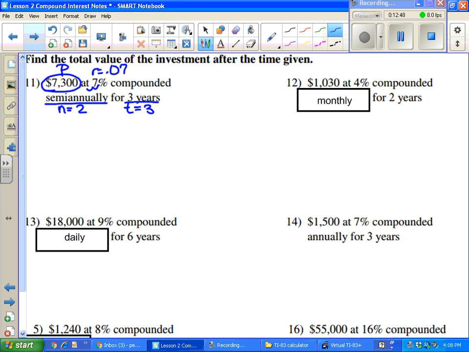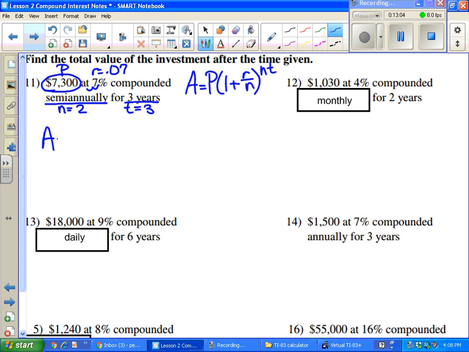I'm using the equation that says amount equals principal times (1 plus R over N) to the N times T. That's how I remember it: Roy needs new tires. I will give you the equation. Now let's see if we can plug in. Let's see if we're successful.